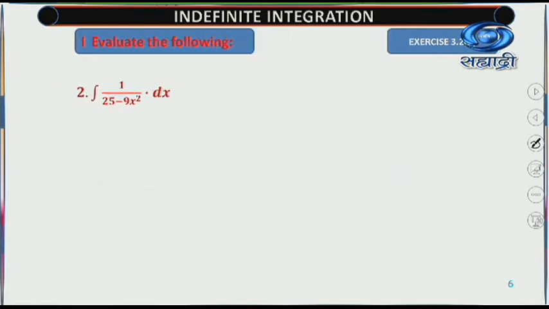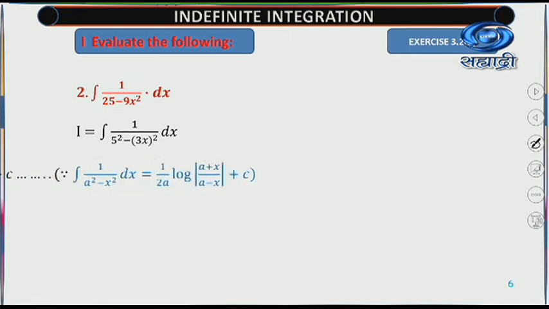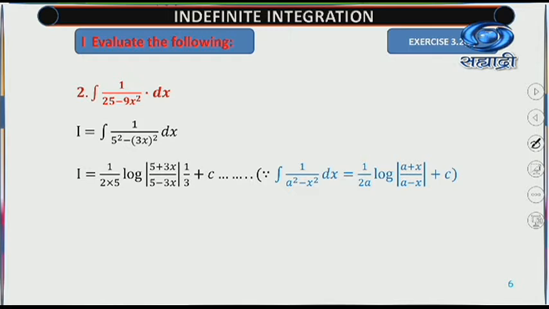Okay, now the second example. As usual, I told you that you are able to use any method. Here we'll begin with integral 1 upon 25 minus 9x square dx. Here 9x square means (3x) square, and 25 is 5 square. So you have the formula a square minus x square: 1 upon a square minus x square is 1 upon 2a log (a plus x) upon (a minus x) plus constant of integration.